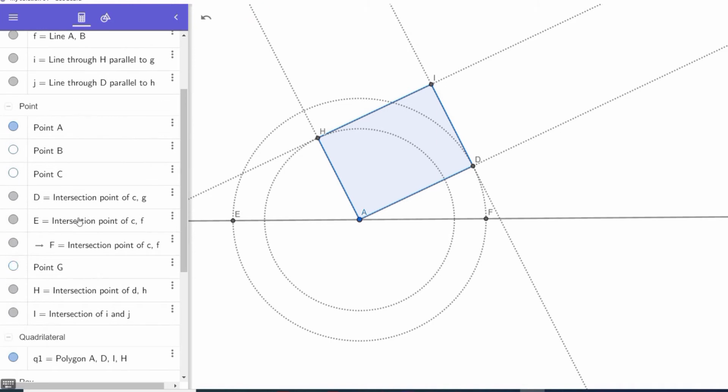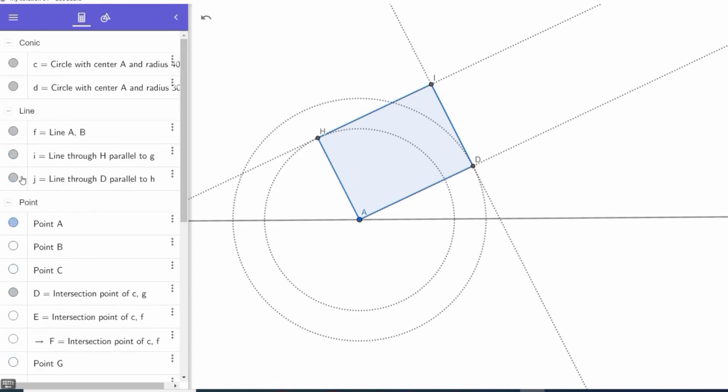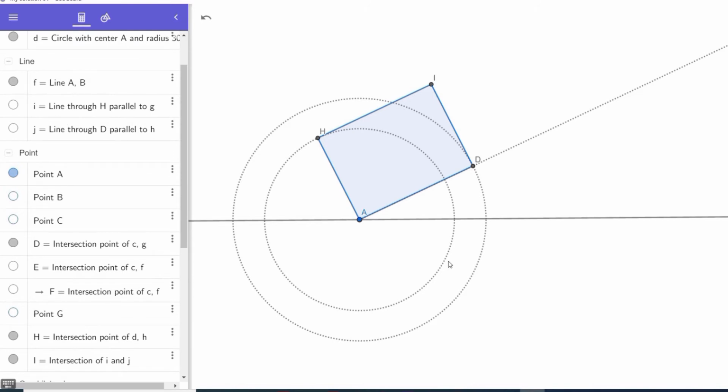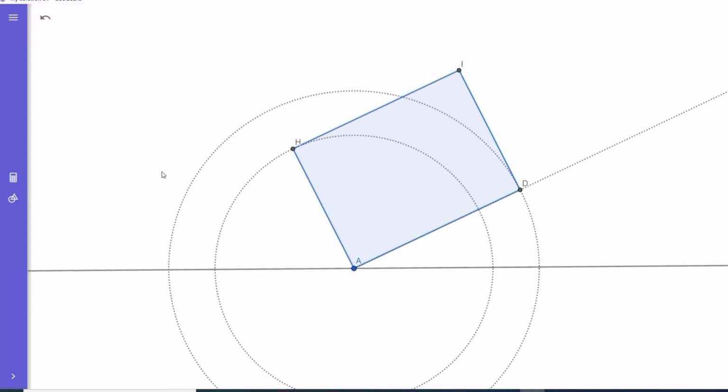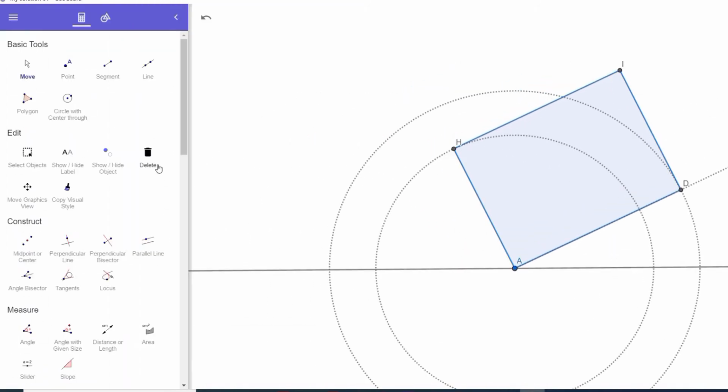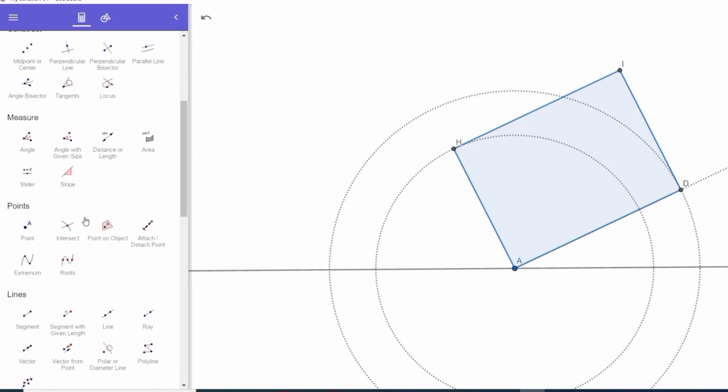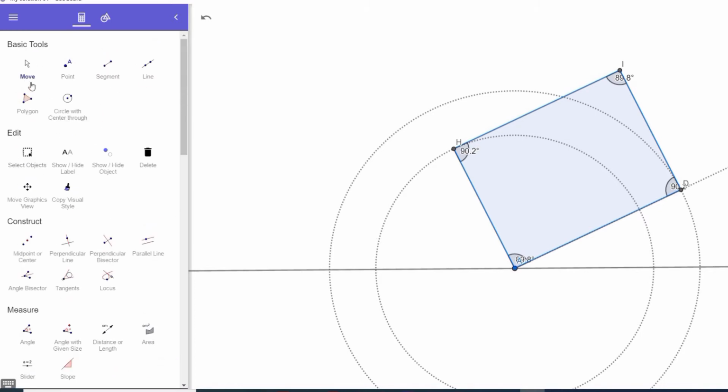Immediately, I will now make all construction lines and points invisible. This will make my drawing of the quadrilateral a bit clearer and bolder. Now let's find something about the quadrilateral which I have made. So using the angle measurement tool, I will measure the interior angles of the quadrilateral. Okay, here it is.